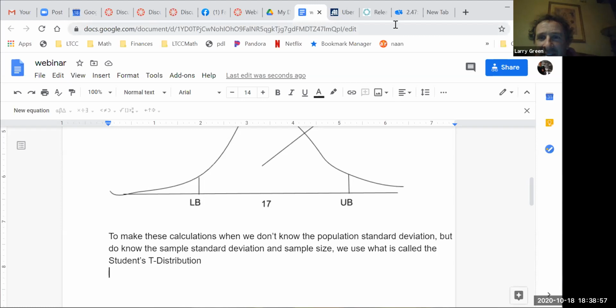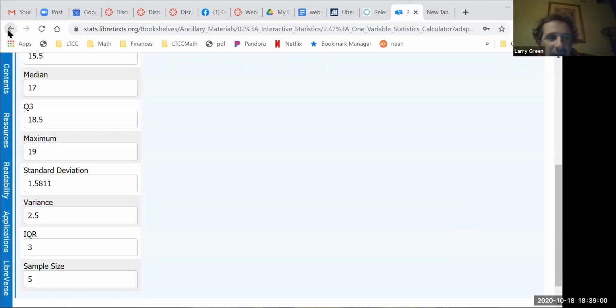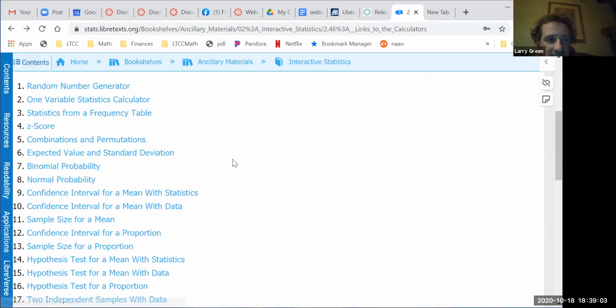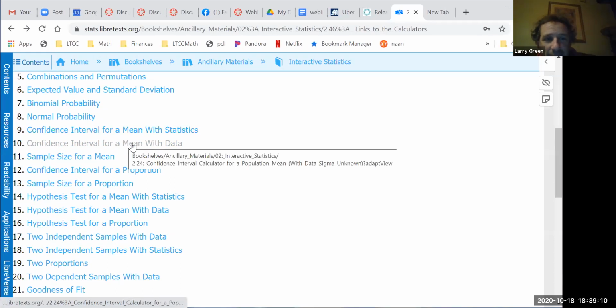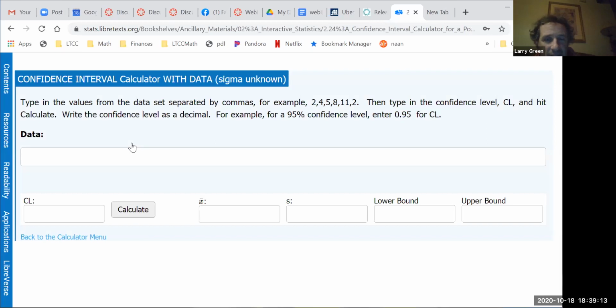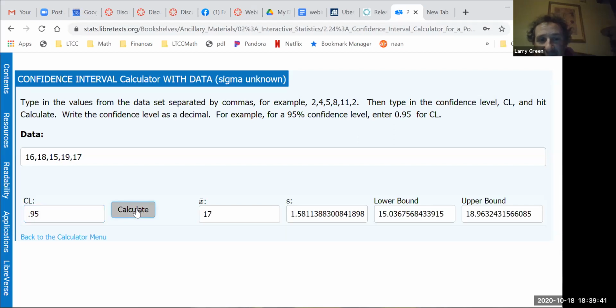All right, so now I'm going to go back to the calculator. And now we're going to use the confidence interval for a mean with data. So to use this calculator, which I programmed, you can copy and paste the numbers separated by commas. So we had 16, 18, 15, 19, 17. We have to choose our confidence level. And how about 0.95, because that's the standard one. And I should hit calculate.